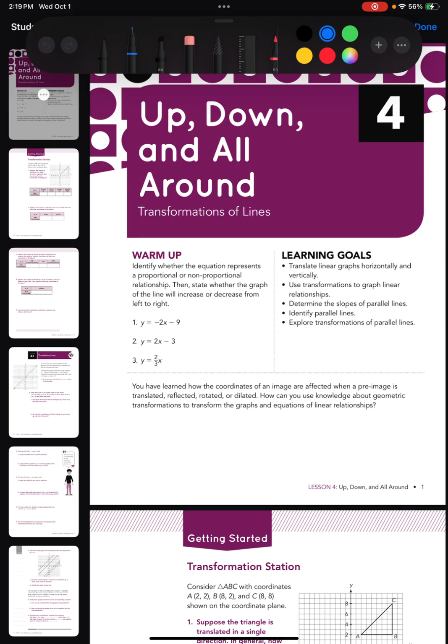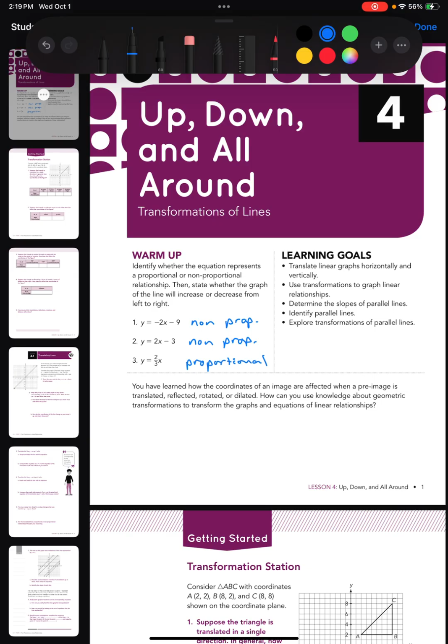The y-intercept has to be 0, which means number 1 is non-proportional. It's got a y-intercept of -9. Same thing with number 2. That is non-proportional. It's got a y-intercept of -3. But the third one, this one is proportional. It has a y-intercept of 0.